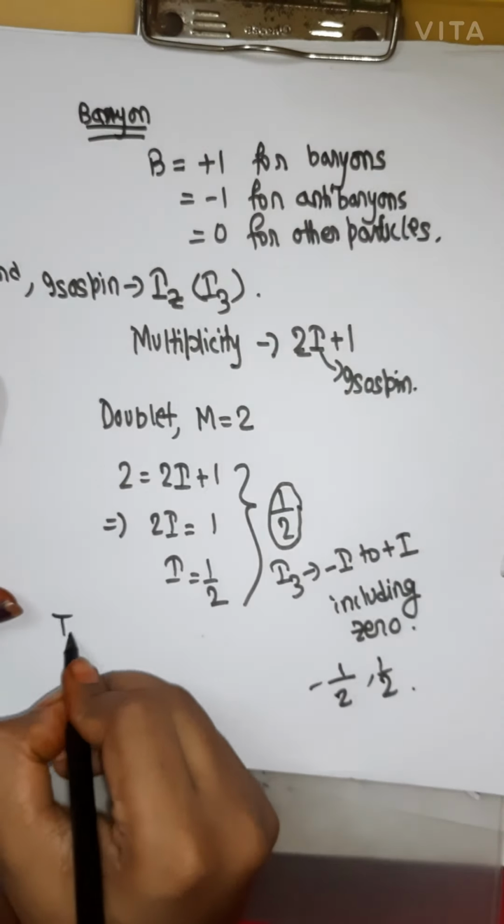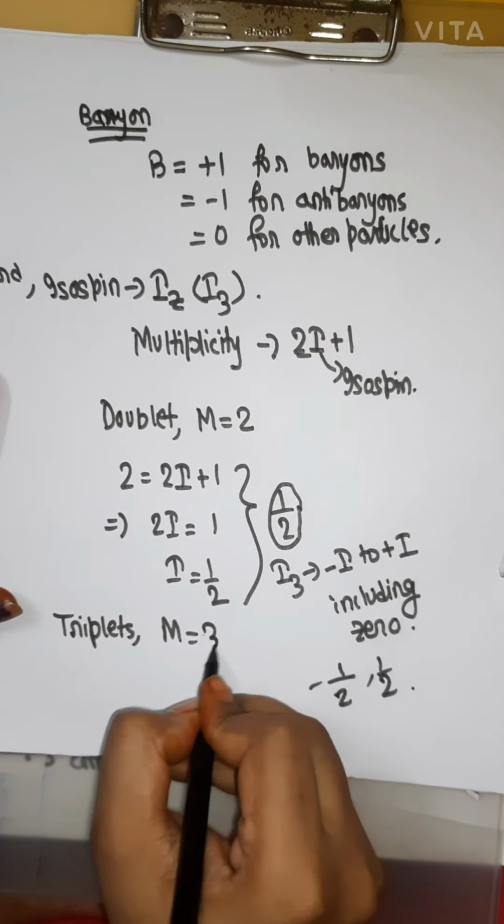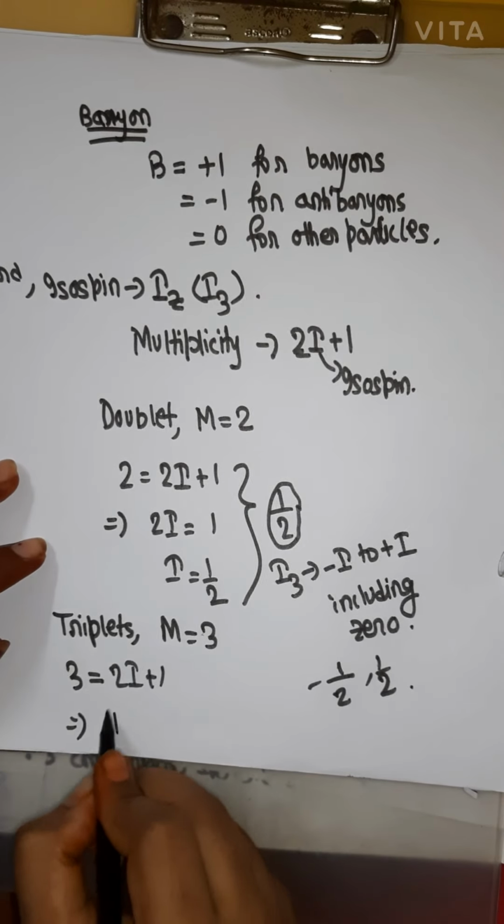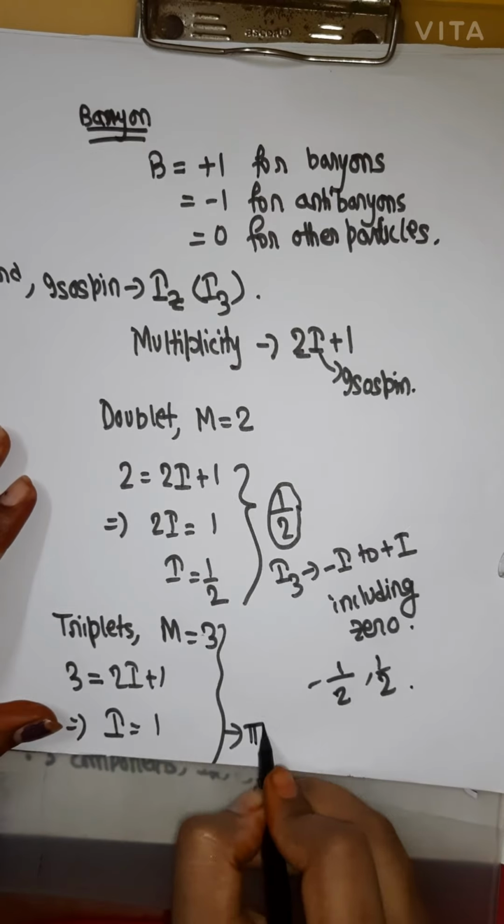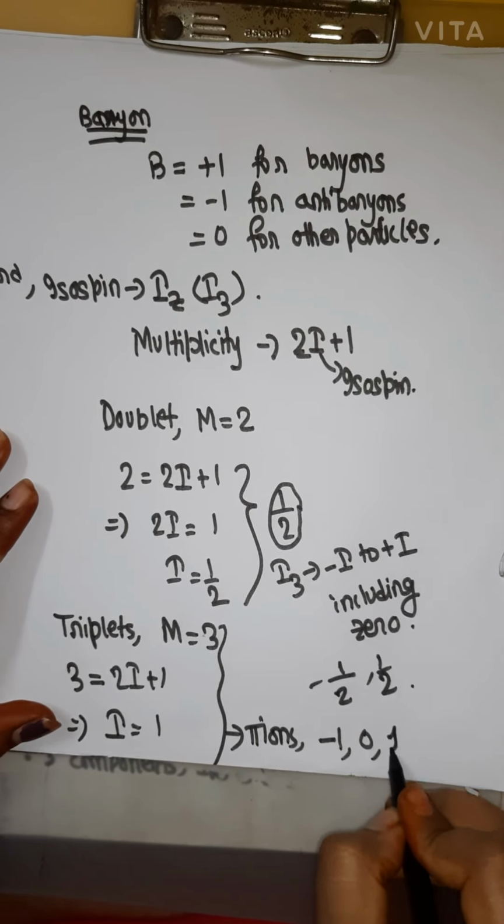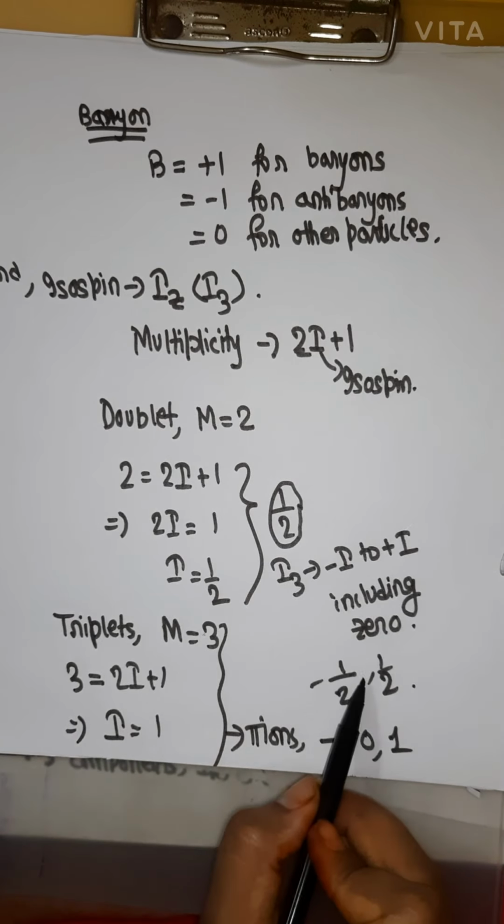For triplets, multiplicity is 3, so 3 is equal to 2I plus 1. Solving we will get I is equal to 1. This is for pions, where we will have -1, 0, 1. Multiplicity 3, the multiplicity 2.